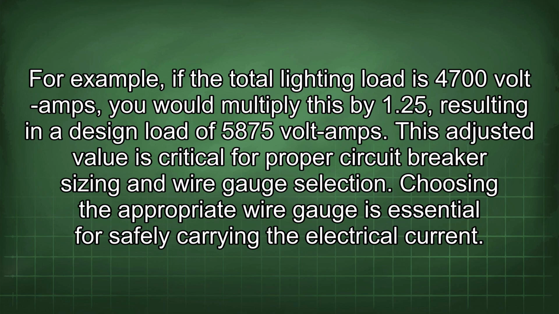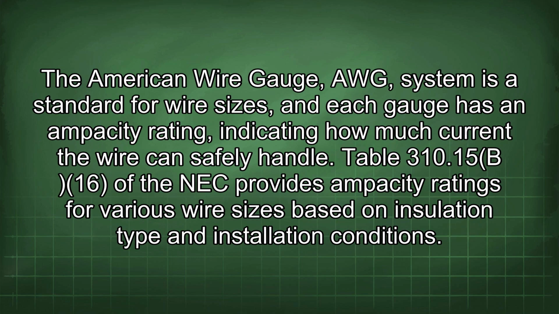Choosing the appropriate wire gauge is essential for safely carrying the electrical current. The American Wire Gauge (AWG) system is a standard for wire sizes, and each gauge has an ampacity rating indicating how much current the wire can safely handle. Table 310.15(B)(16) of the NEC provides ampacity ratings for various wire sizes based on insulation type and installation conditions.